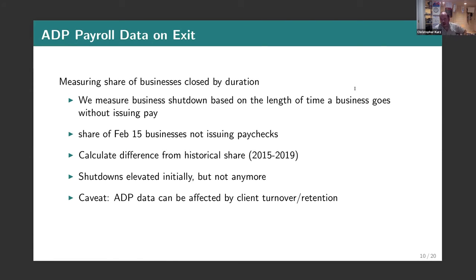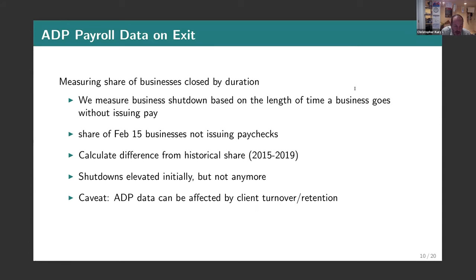Now let's talk about some of these non-traditional measures that I mentioned, and the first one is going to be ADP payroll data on exit. Really what we're doing is we're measuring the share of businesses closed by duration, and we can weight these by different measures, and we can really just focus on those organizations. We're looking at micro data on payroll, and we can say that if a company has not issued paychecks, they're probably closed. It's important, again, to use the entire time series of information to have a basis of comparison. So we calculate the difference of those not making payroll to the average share from 2015 to 2019.